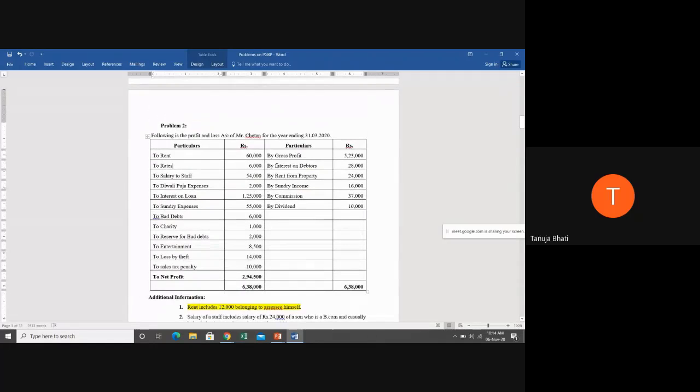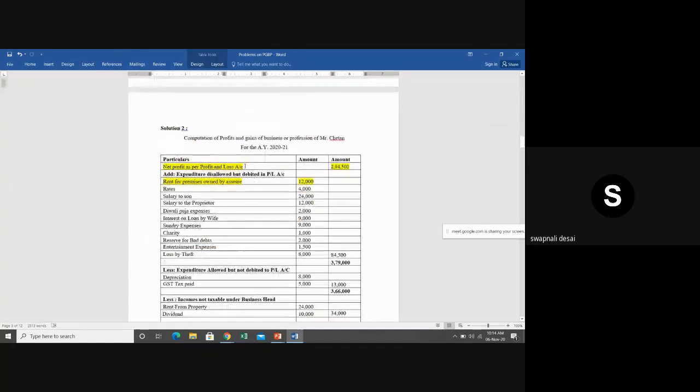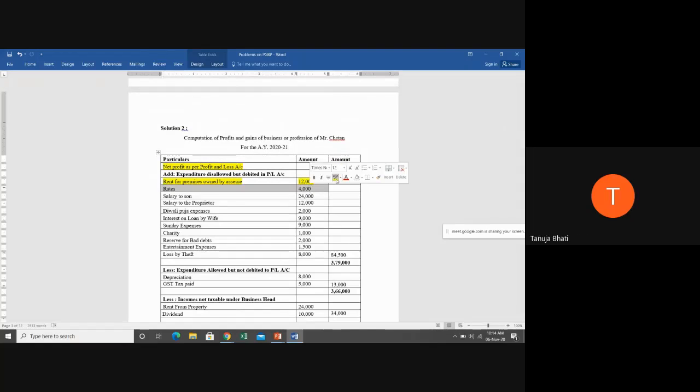Because we are calculating profits and gains from business and profession. So tell me, is the entire 6,000 allowed? No, ma'am. Then how much is disallowed? Only 4,000. 4,000 will be disallowed because it is not an expenditure relating to your business or profession. So we have disallowed 4,000 rupees.